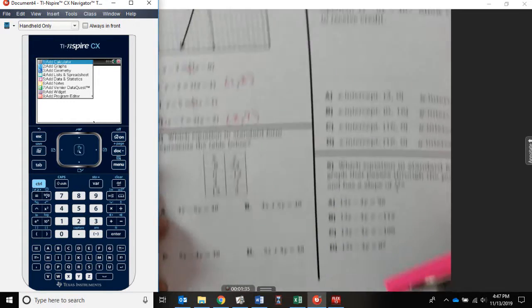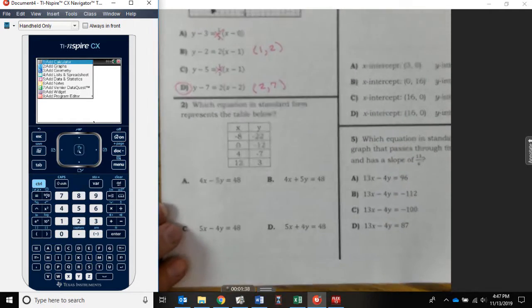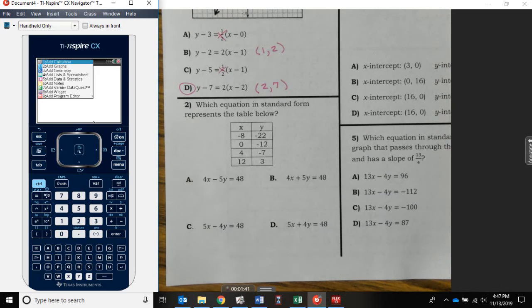Number 2, I'm going to show you a skill on the calculator, and then I'm going to talk you through how you could have done it without the calculator. So on the calculator, we're going to go to a graph page, and we are going to delete the equal sign and pick a relation. And we're going to type in 4x minus 5y equals 48. And then we press menu 5, 1.